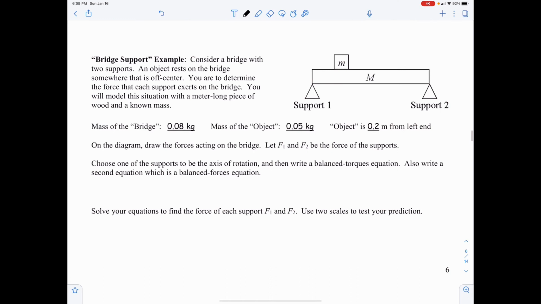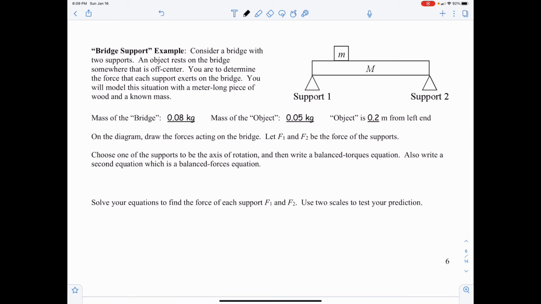Bridge support example. Consider a bridge with two supports. An object rests on the bridge somewhere off center. You are to determine the force that each support exerts on the bridge. You will model this situation with a long piece of wood and a known mass. We'll model this in class as one lab we're going to do, in which you're going to use a long board to lay on top of and help determine the location of your center of mass.